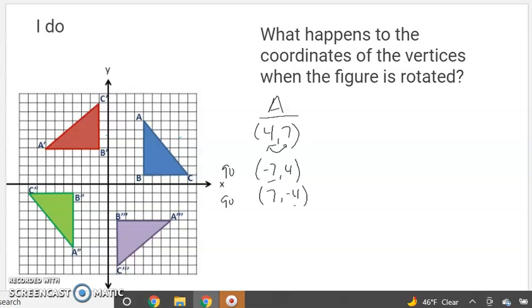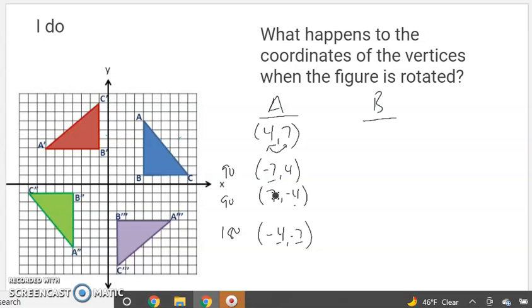What about the 180-degree rotation? Original point A was 4, 7. The point A down here is at -4, -7. Again, notice what happened to the coordinates. In this case, they're the same spot, but they both became negative.